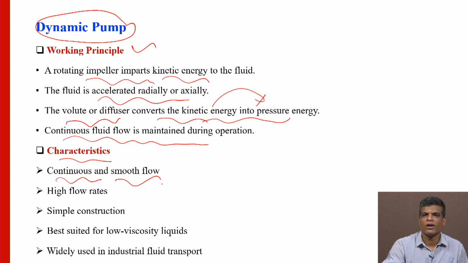Of course, we can always use it for high flow rates. It has a very simple construction. It's best suited for low viscosity fluids. The previous one, we could use for high viscous fluids, but here we can only use low viscosity fluids. So it is widely used for industrial fluid transport.